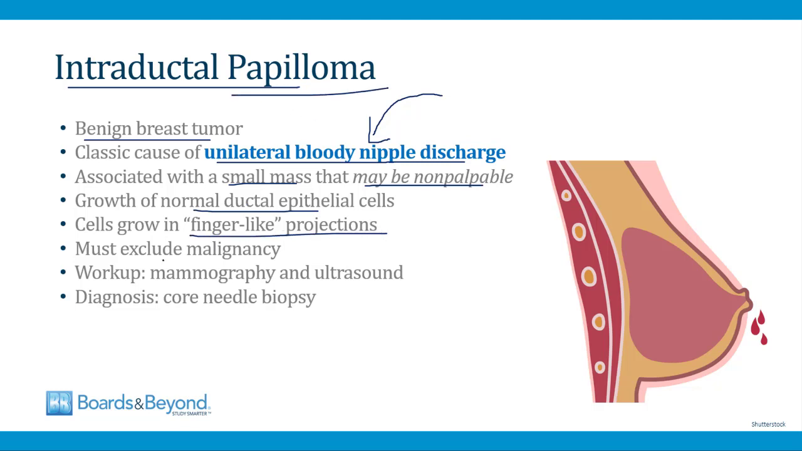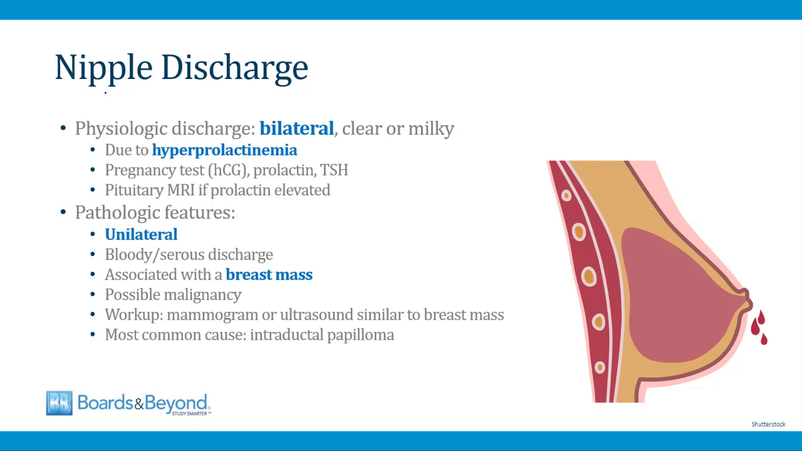In any woman that has these, you have to exclude malignancy, because malignancy can also present with bloody nipple discharge. So usually the workup involves mammography and ultrasound, and these are diagnosed with a core needle biopsy, and in most cases they're surgically excised. So that's a nice segue into a brief discussion of nipple discharge.